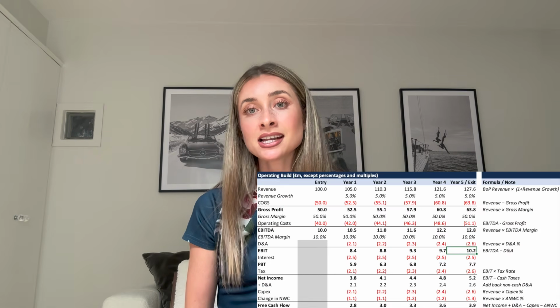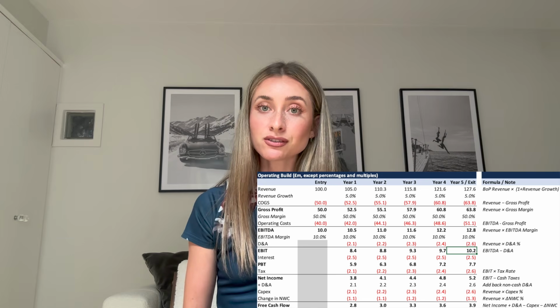So we'll begin by adding back depreciation and amortization because that is a non-cash charge. And then we need to deduct CapEx, which is typically given as a percentage of revenue. And in this example, I've made it equal to the percentage that you're also taking for D&A, depreciation and amortization. So they essentially net out to 0. And then we also need to deduct our delta, our change in working capital every year. Now this ends with our ending free cash flow.